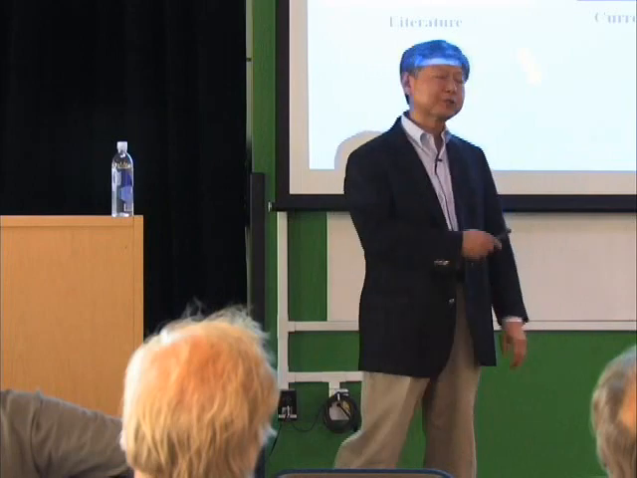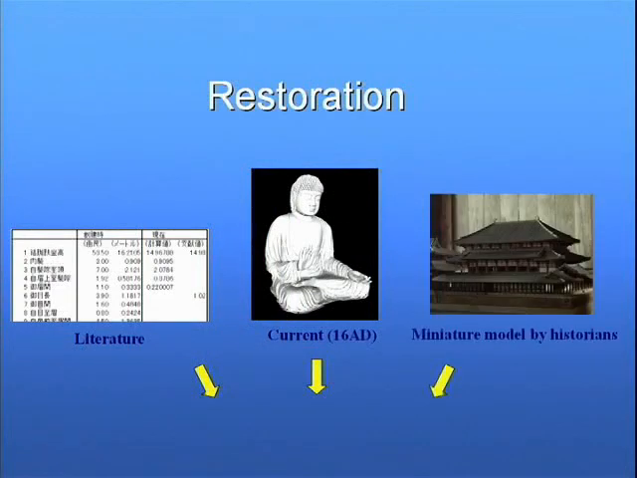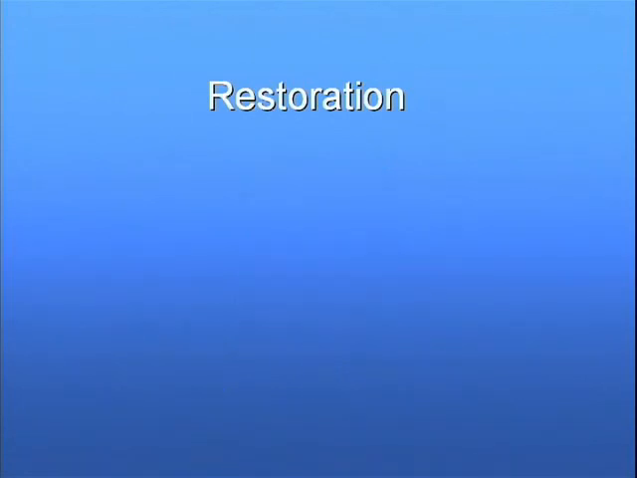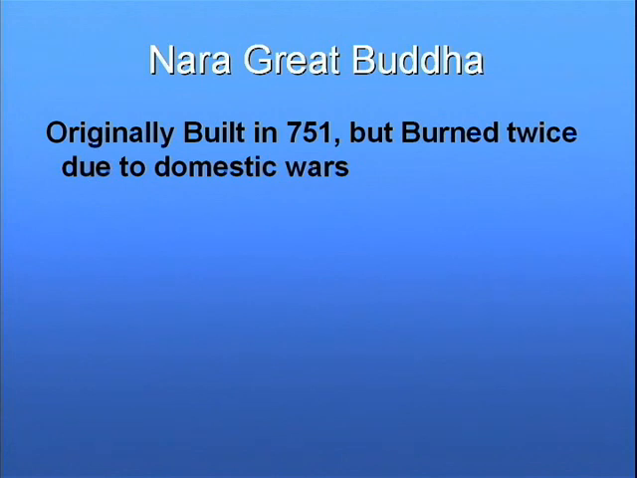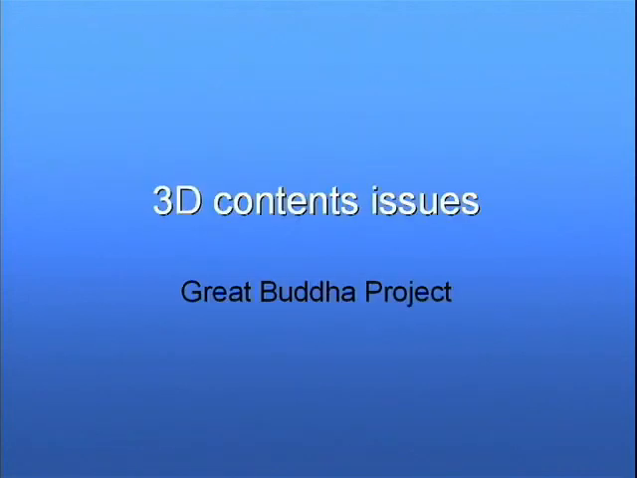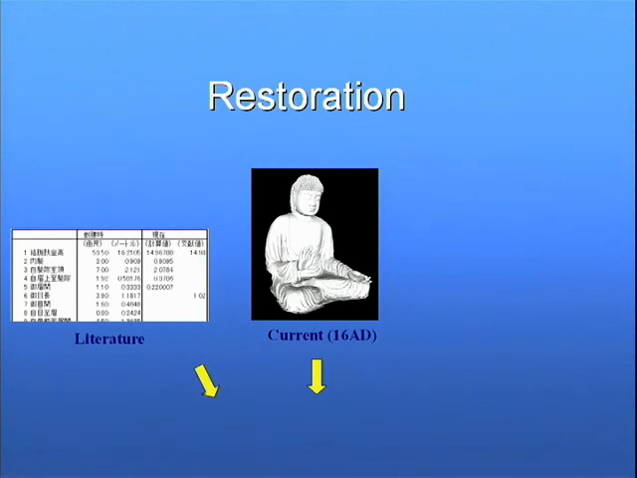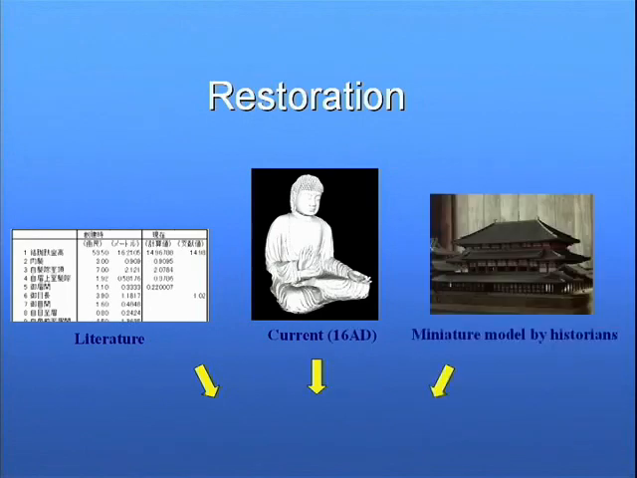When you have this kind of 3D model, what we can do is, by using this 3D model, we can generate the ancient roster shape. This Nara Big Buddha was originally built in the 8th century, but burned twice, and the current one is from the 16th century. So what we did was, by using current data and literature, we can obtain the original Big Buddha.